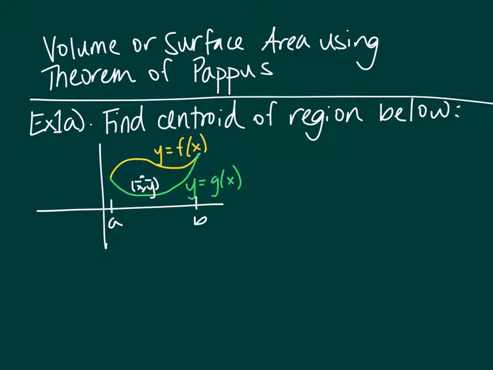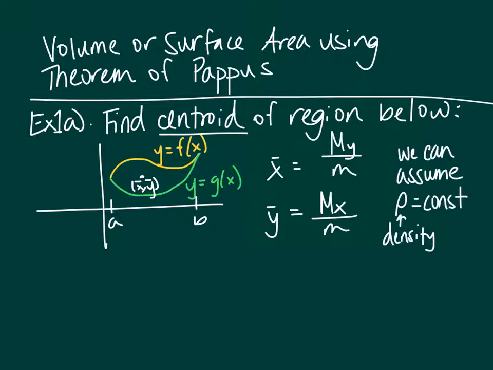And so in class, we showed that this is going to be the same as the moment about the y-axis over the total mass. And this is going to be the same as the moment about the x-axis over the total mass. And assuming that I want the centroid, centroid means the center of mass of a region of constant density. Okay, so we can assume that rho is constant, and then we actually derived each of these parts in class, m sub y, m sub x, and my total mass, so let's just jot those down.